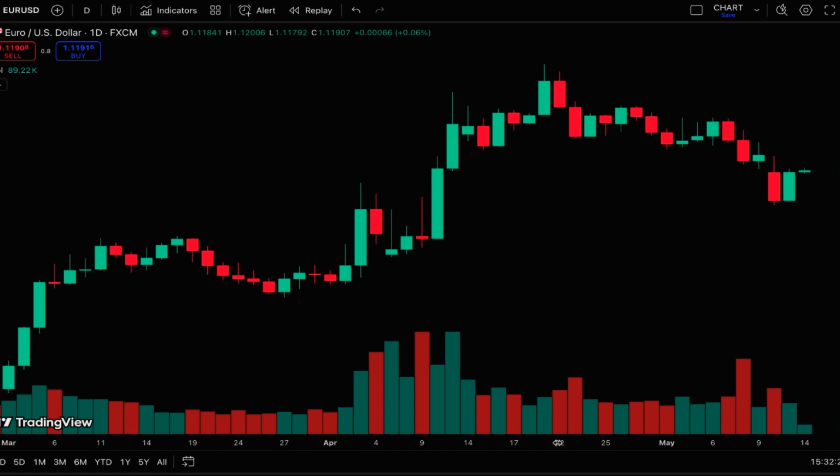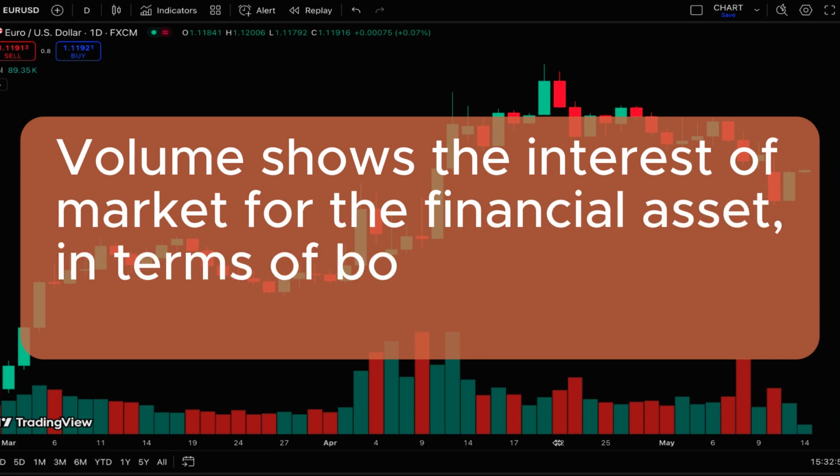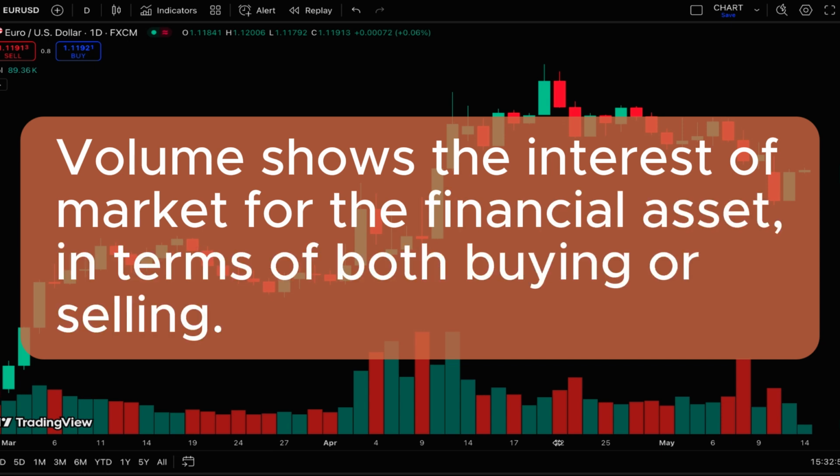So besides technical analysts, fundamental analysts also carefully watch the volume, because on one hand, volume shows liquidity for an asset, and on the other hand, it shows the number of units or the amount of money that was exchanged for that asset in a given period of time. In simple words, volume shows the interest of market for that financial asset, and this interest is in terms of both buying or selling activity.